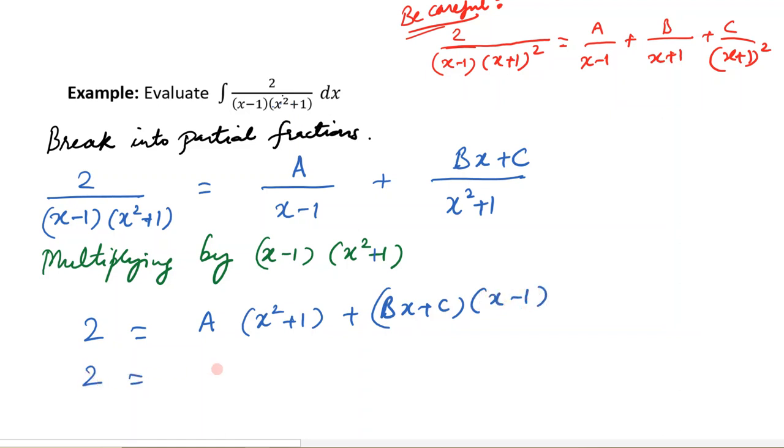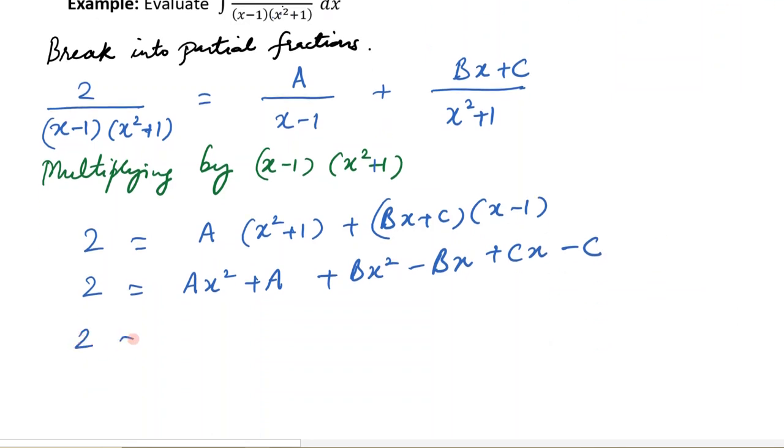And then we do the expansion of the terms. On this side we get ax squared plus a plus bx squared minus bx plus cx minus c. And let's do a little bit of rearrangement of the terms. For the x squared terms, we combine them and get a plus b. Similarly for the x terms, we get negative b plus c, and for the constant terms we get a minus c.